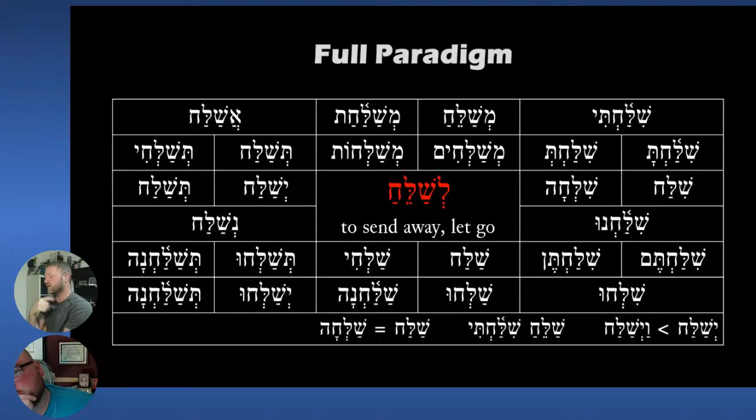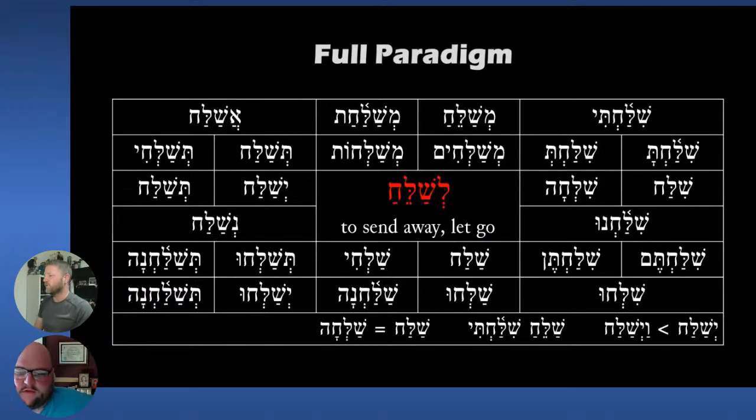Now we have the same root: lishloach, to send, is lishaleach, to send away, to send off, to let them go. This is let my people go, where Moses went to talk to Pharaoh, and he says, shalach et ami, let my people go, send my people off into the desert, that they might worship the Lord there for three days.